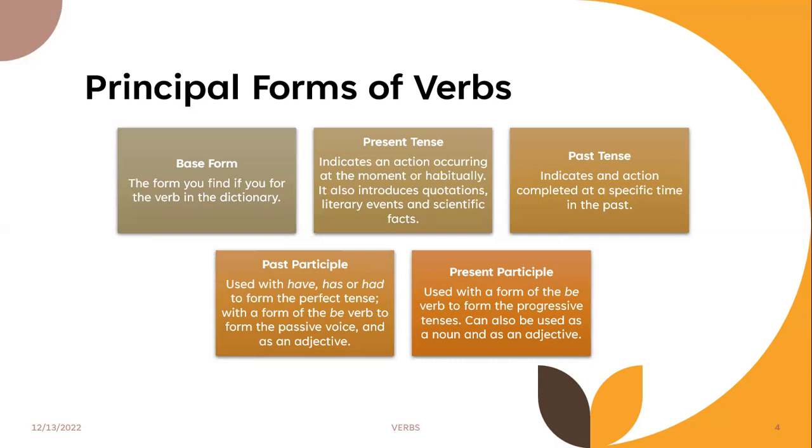An example of a past participle being used as an adjective is the polished silver. Polished here, past participle of polish, is used as an adjective. And lastly, we have the present participle. This is used with a form of the be verb to form the progressive tenses. It can also be used as a noun and as an adjective. Examples: living, awaking. For the noun, we have the writing is finished, writing, present participle of write, used as a noun. For adjective, we have the smiling man, present participle of smile, used as an adjective in the clause, right?